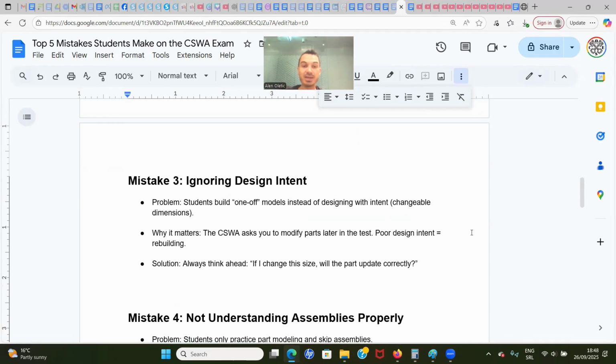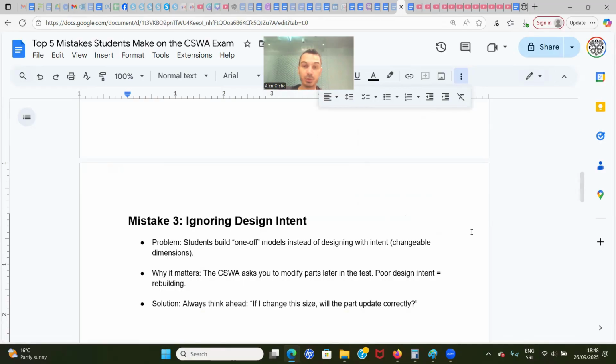Mistake number 3 is related to mistake number 2, which is ignoring design intent. The problem is that students build models however it comes to them, instead of designing with intent, keeping in mind that later they're going to have to change certain dimensions. Now, why is this important? Because CSWA, as I said, asks you to modify parts later. And if you have a poor design intent, you're going to have to rebuild a lot of things.